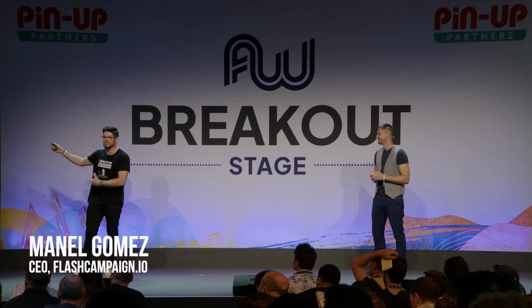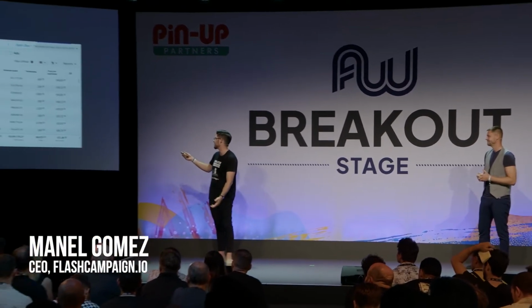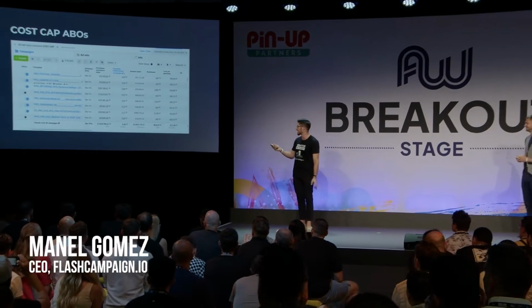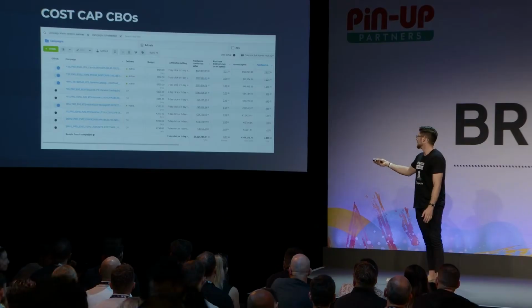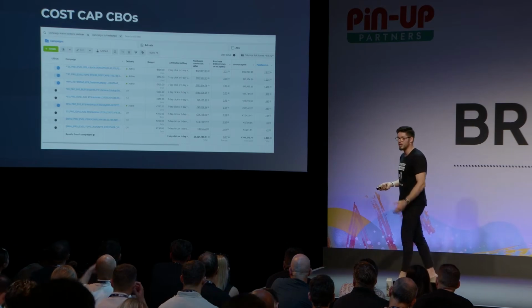When it comes to ABOs, this is the testing side of it. So I spend the most money here, 3.2 million in just one ad account, 2.40 ROAS. Almost 8 million in cost cap ABOs. And cost cap CBOs are much better, they optimize better, but I have not had the time to spend as much. I'm doing this since like late last year. So yeah, 380K, 3x ROAS, 1.2 million.